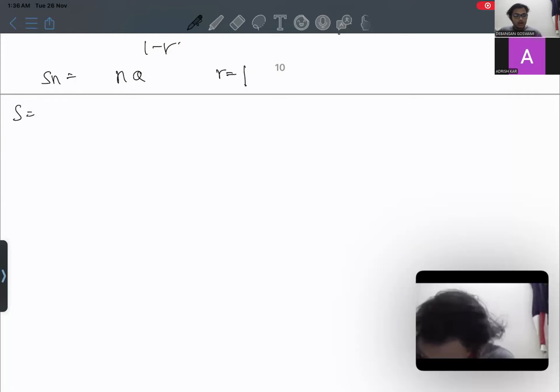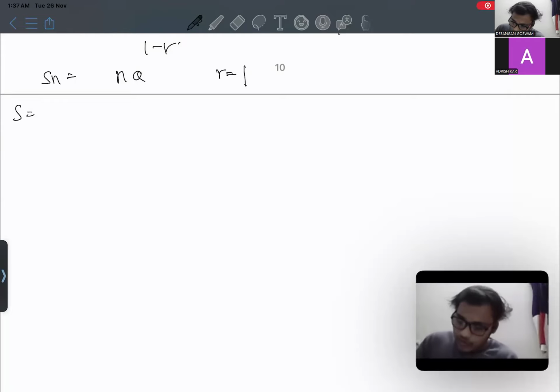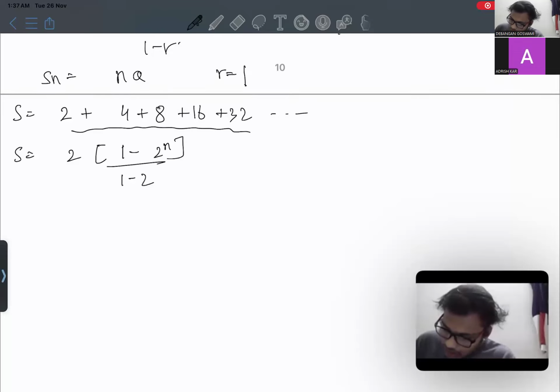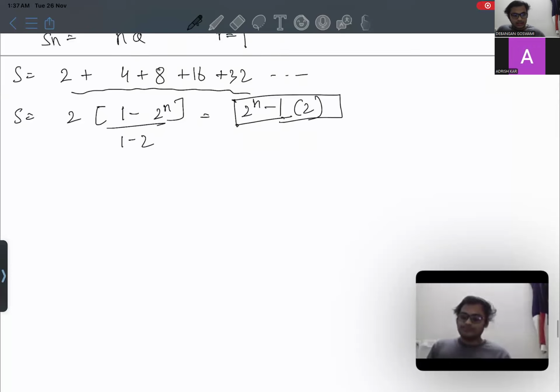So let's figure out the sum of a series like 2, right, guys? So basically 2 plus 4 plus 8 plus 16 plus 32, right? So this is a very common GP we are getting, right? So simply what is the sum in this case? The first term is 2, right? The formula is 1 minus, the common ratio 2 to the power n, upon 1 minus 2, right? Basically (2 to the power n minus 1) into 2, right?